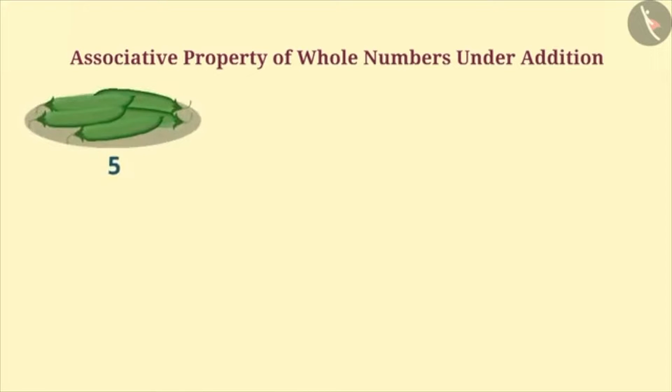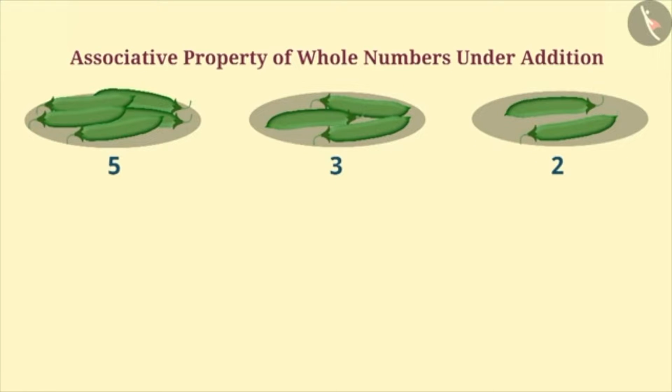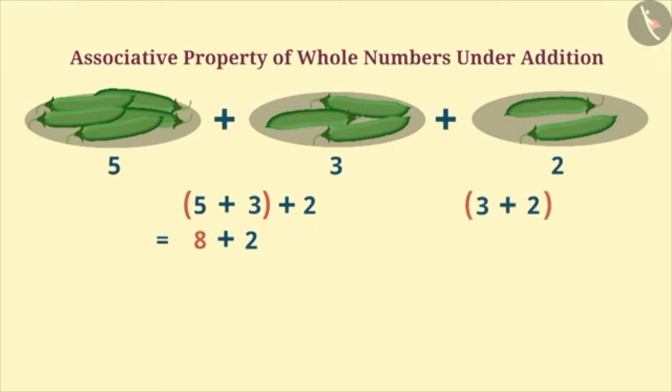Let us suppose there are 5 beans, 3 beans, and 2 beans. If we want to find out the total number of beans, then which method will we use? We first find their sum, that is, we have to add them. One way to add them is to first make a group of 5 and 3 and add 2 to their sum. Or first, we will make a group of 3 and 2 and then add 5 to the resultant sum. No matter how we group the numbers, the result of addition will be the same.